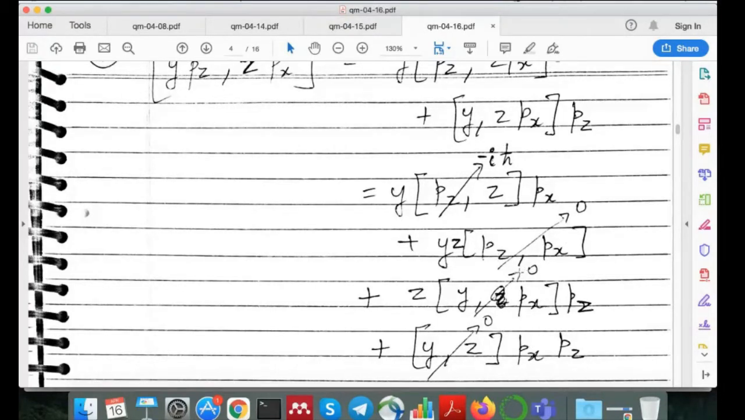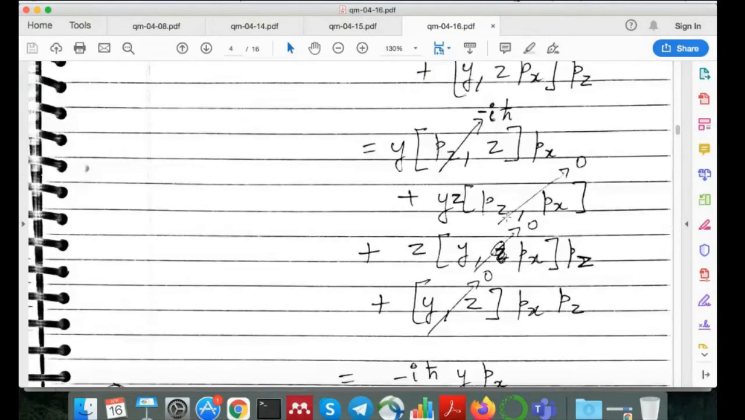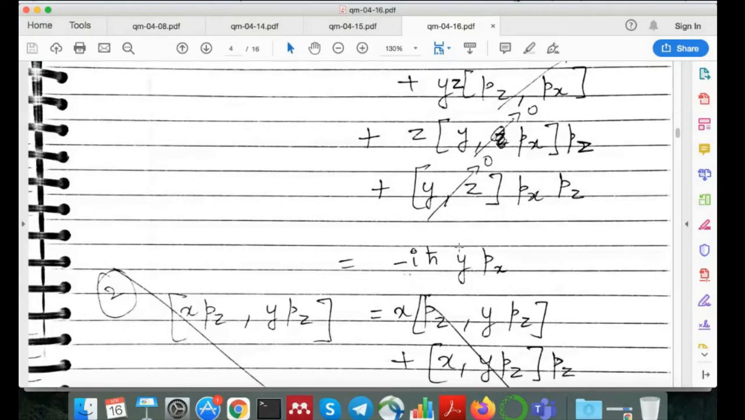So the pz, z commutator relation is minus iħ. pz and px commute with each other, so this goes to 0. y and px commute with each other, so this is also 0. And y and z commute with each other, so this is also 0. So all these three terms turn out to be 0, and all you are left with is minus iħ y px. So this is what you have.